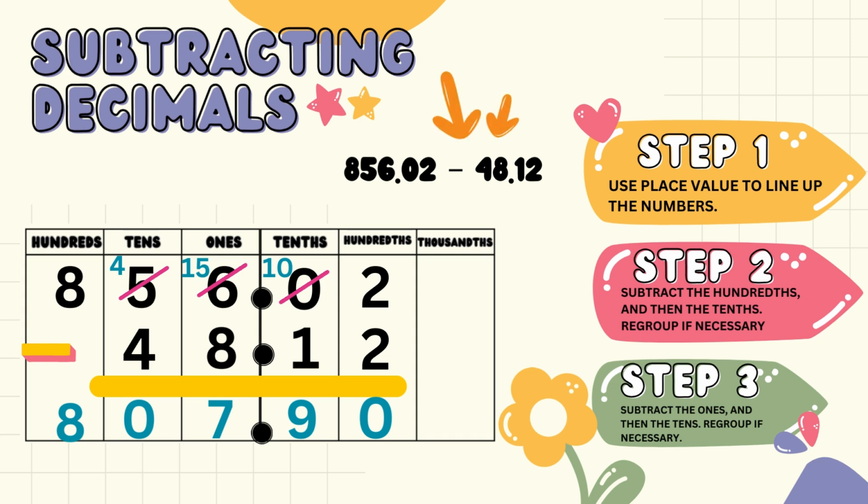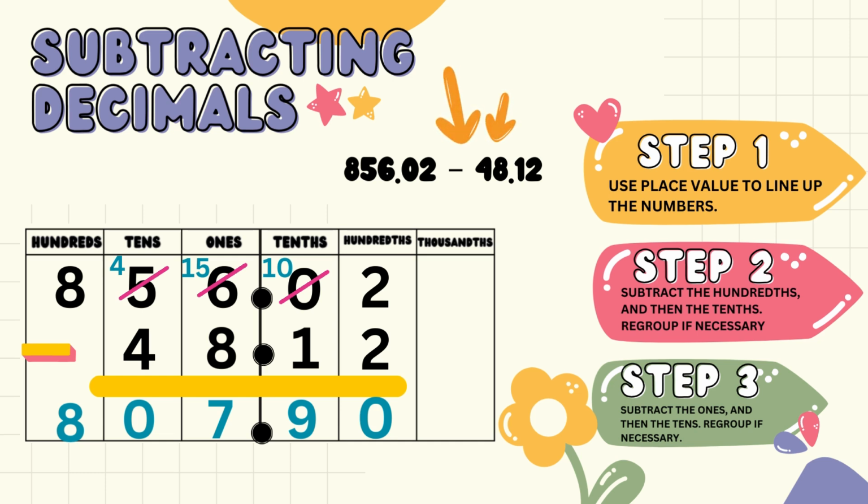All right, let's try a different one. 856.02 minus 48.12. So what I'm going to do is, again, line up my place value. I'm going to subtract using place value. And because I lined up my place value, the decimal is going to be easy to bring down. So 2 minus 2 is 0. Those are the numbers that are in the hundredths place. Then I'm going to look at what's in the tenths place. I'm going to subtract from the tenths.